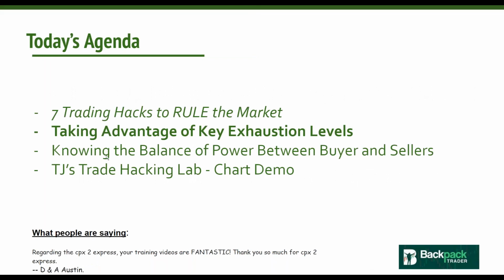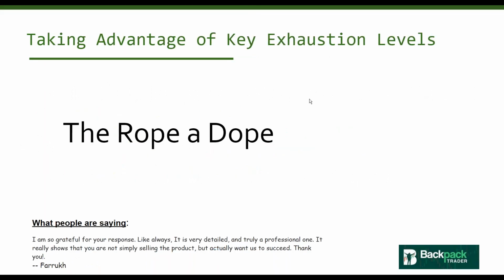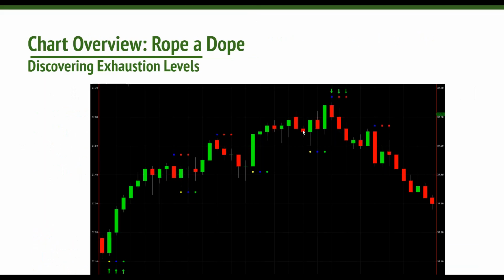All right, so let's get into the quick 7, the taking advantage of key. So these things, I'm going to skip some slides and go straight to the charts and show you this stuff. Rope-a-dope is Muhammad Ali, getting tired. We're going to then come out swinging. These dots show you exhaustion levels.